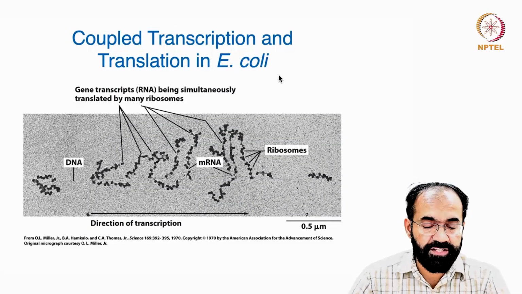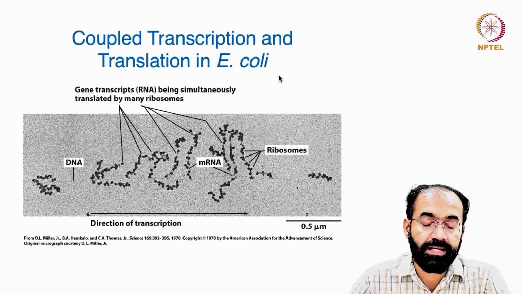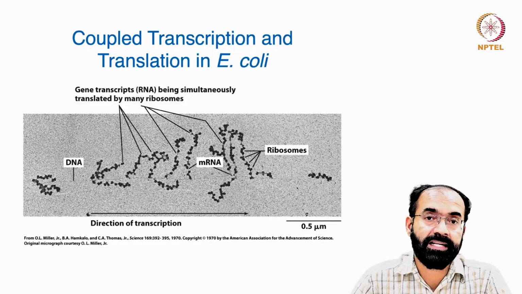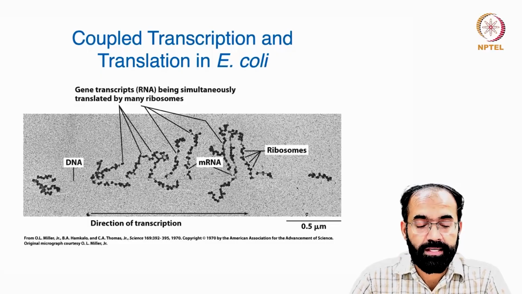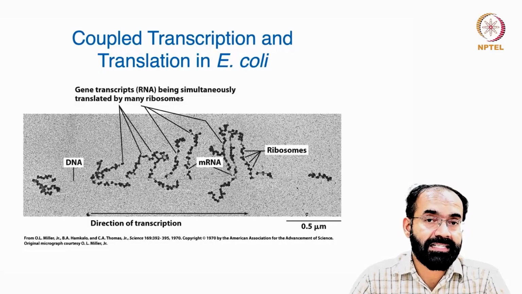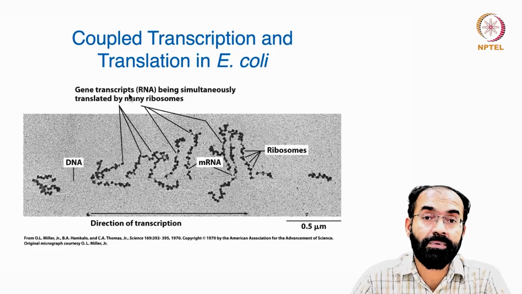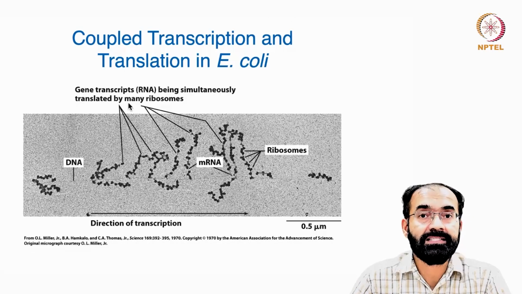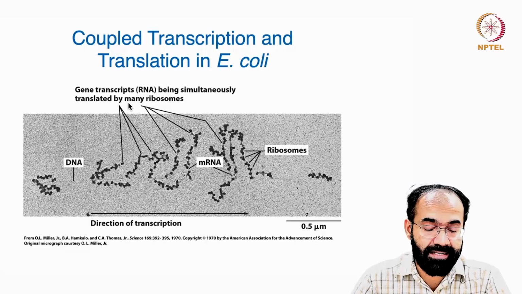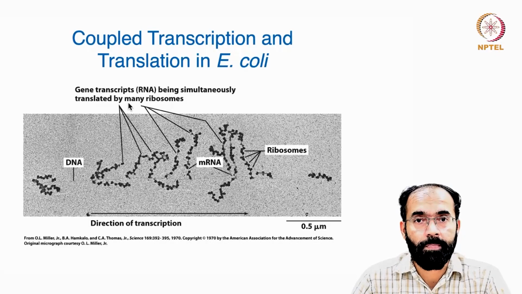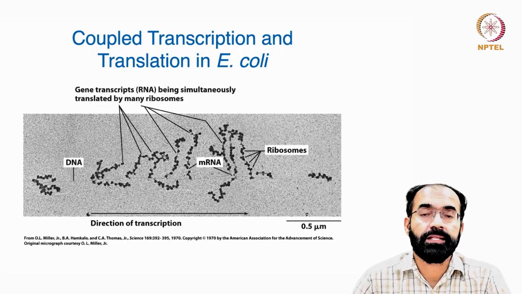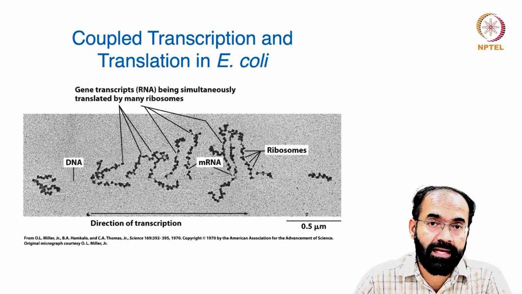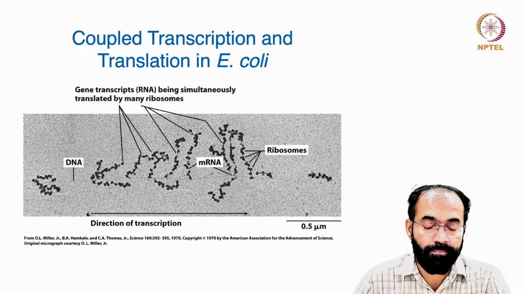So in the next picture, you can see the coupled transcription and translation in E. coli. What is coupled transcription and translation? If transcription and translation are occurring simultaneously, we call it coupled transcription and translation. What does it mean? Say an RNA is 1000 bases long, which can take a good amount of time to complete.